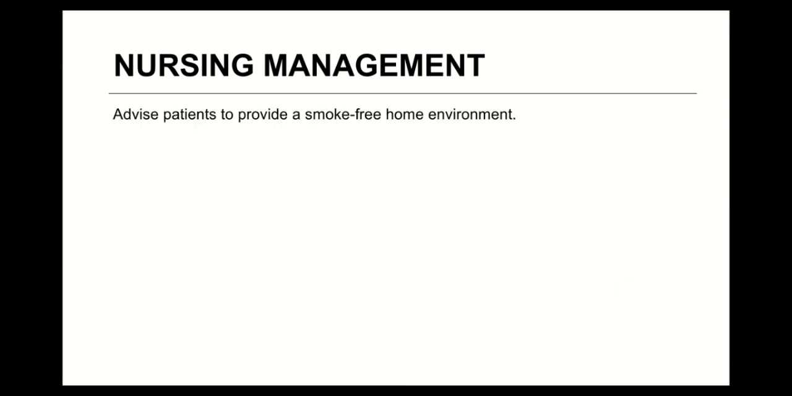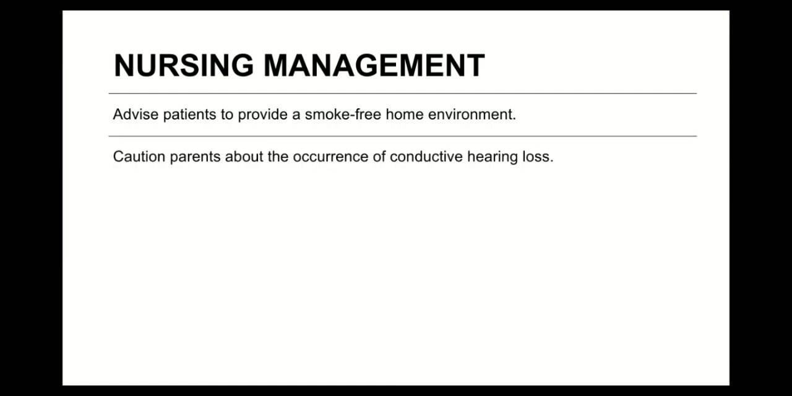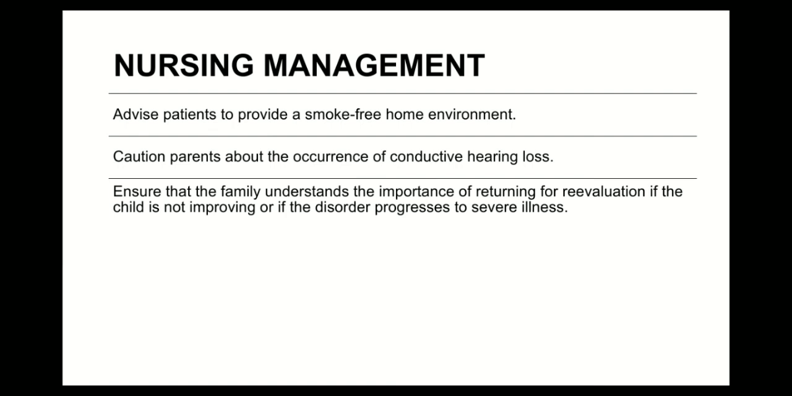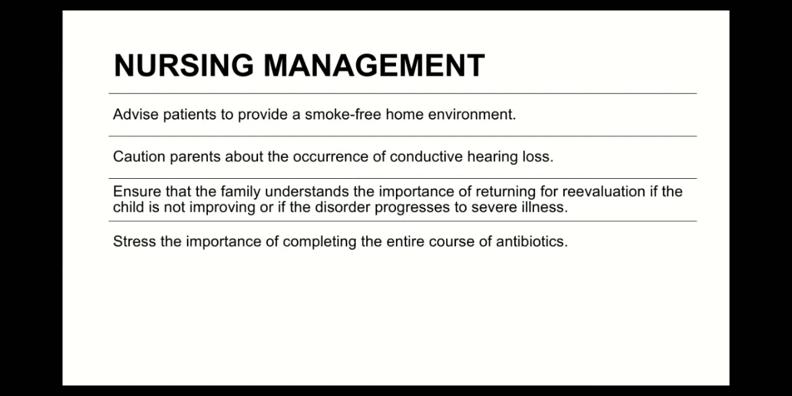Now let's go to nursing management. First management is to advise patients and parents of the child to provide a smoke-free home environment, because smoke is one of the precipitating factors that will trigger acute otitis media in children. Next is to caution parents about the occurrence of conductive hearing loss. Next is to ensure that the family understands the importance of returning for re-evaluation if the child is not improving or if the disorder progresses to severe illness.